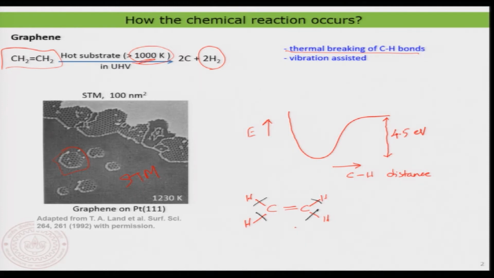You have to break four bonds. So that means the amount of energy that you require per molecule is about 18 electron volt or so. So that's a huge amount of energy. So that's not good. So then how does this happen on the surface?